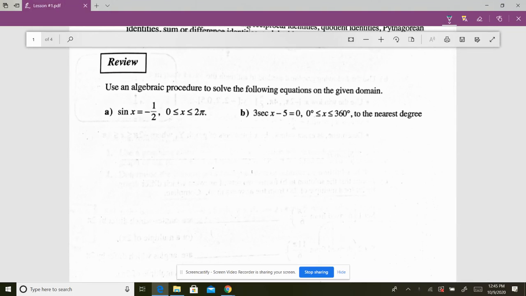What does the negative tell you? Where is sine negative? What quadrants? The bottom quadrants. So we know we're in quadrants 3 and 4. Then we would find the reference angle.